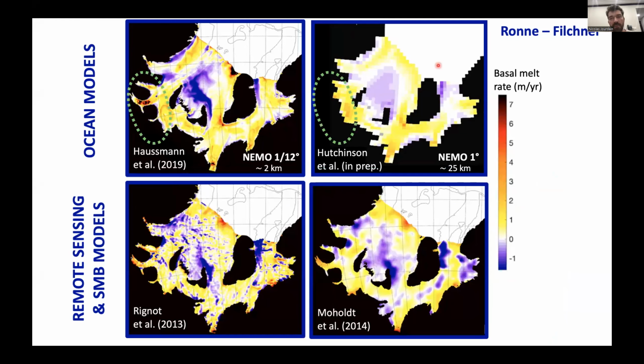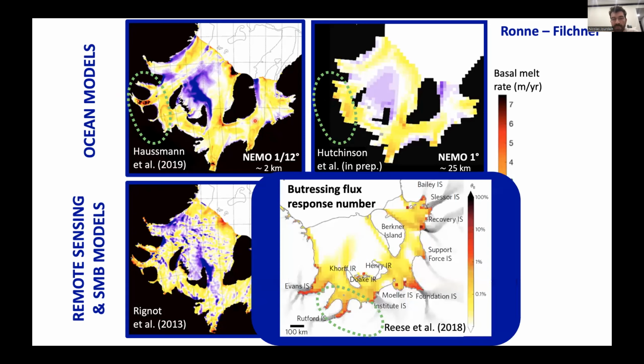But now we can look at other parts of the melt pattern. You can have a look at the grounding line, in the area that is shown by the green circle. And you can see that large areas are missing in the case of the 1 degree model. And actually, we don't resolve the narrow channels that we see here. And it's actually a problem for the ice sheet dynamics.